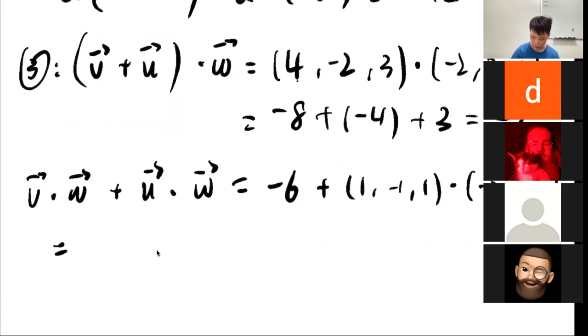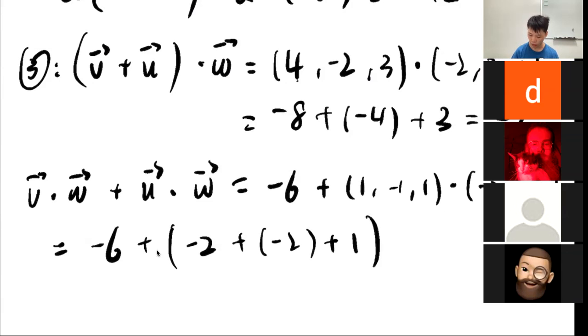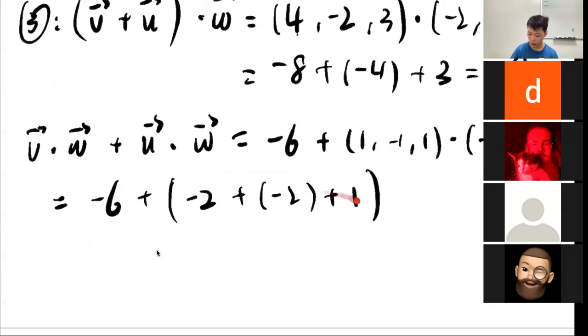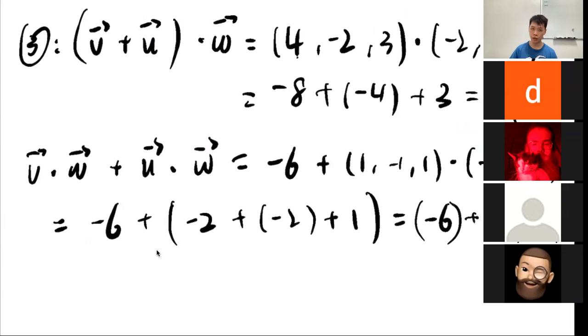Let's continue. It's -6, right? The dot product here is 1 times -2, which is -2, plus -1 times 2, which is also -2, and then 1 times 1 becomes 1. All right. So the number here is -2 plus -2, which is -4, plus 1 is -3. So you have -6 plus -3 becomes -9. And again, these two numbers are the same, right? Because these are the properties of dot product. Does it make sense?